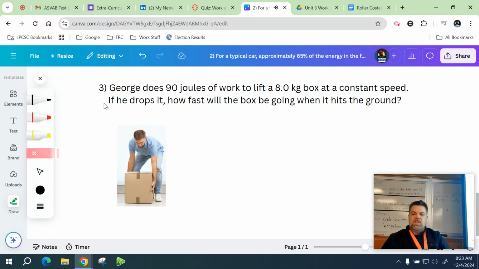All right, so George lifts the box and does 90 joules of work to lift an 8-kilogram box at a constant speed. If he drops it, how fast will it be when it hits the ground?